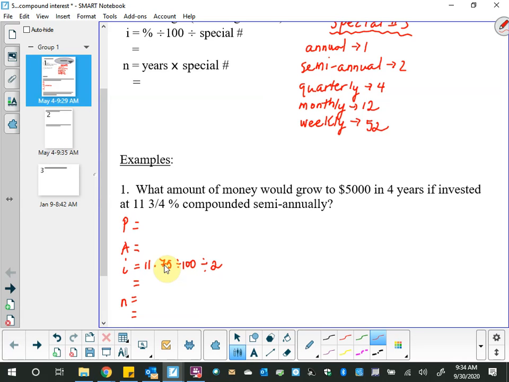So I'm not going to show you all the button clicks this time. Do you hear that? It's my calculator. 11.75 divided by 100 divided by 2 gives me a fairly lengthy decimal. And the unfortunate business about this decimal is you've got to keep all the decimal places for accuracy. You have to pretend that this is your money.